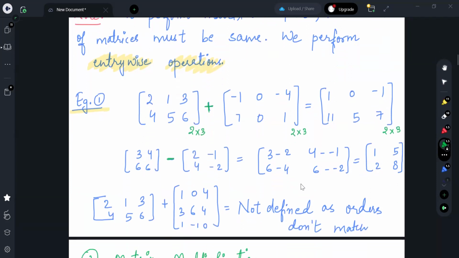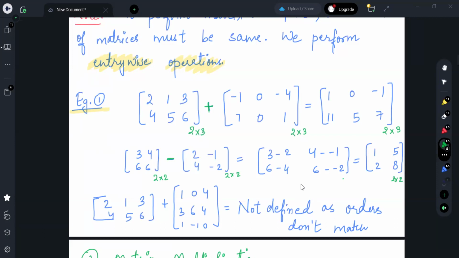I have a matrix here which is of size 2 by 2, another matrix of size 2 by 2. I perform entry-wise operation, so 3, negative 2, 4, negative of negative 1. And as you can see, the resultant matrix is also of order 2 by 2. So it's very important that the orders match to perform an addition or subtraction on 2 matrices.